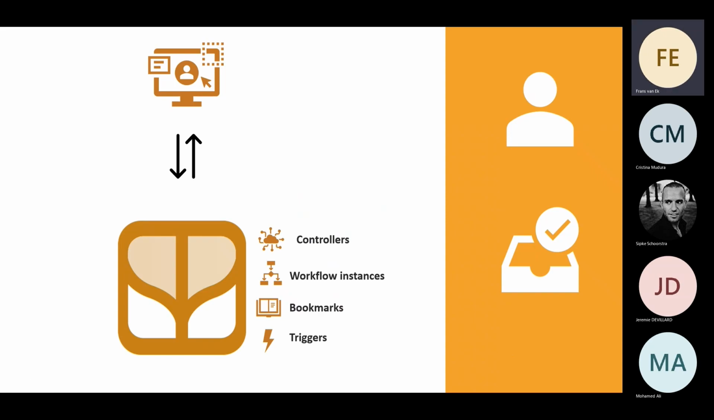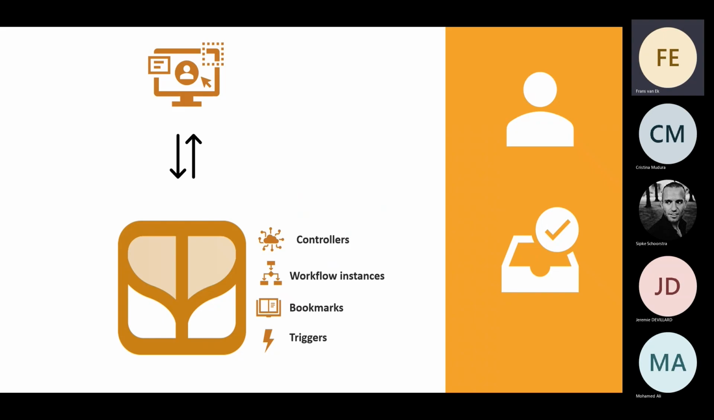So basically, this is a typical implementation for a UI that interacts with an Elsa engine. And basically, the Elsa engine already contains controllers, workflow instances, if they are activated already, bookmarks and triggers. And it's a bit about what we discussed in the previous topic. We need to understand what bookmarks are and what triggers are to understand how we can leverage that from the UI perspective.